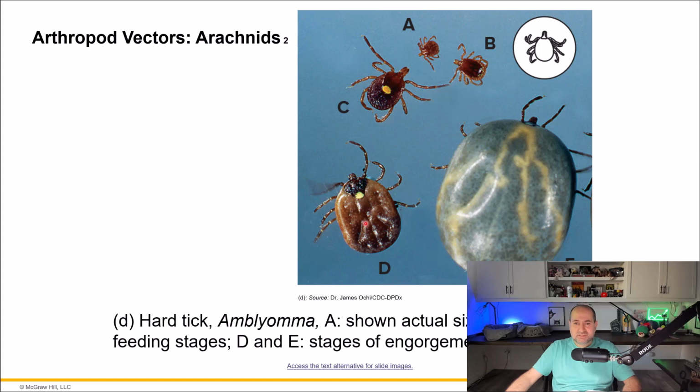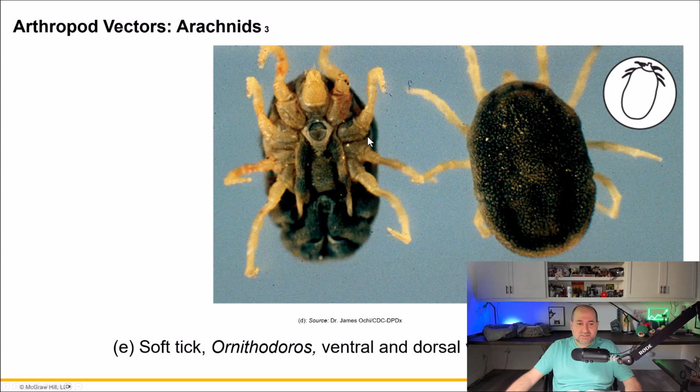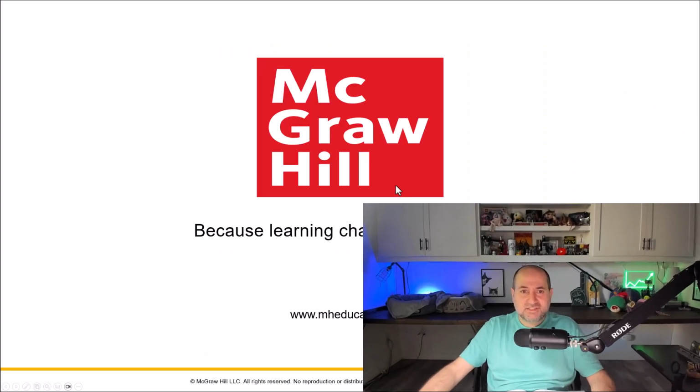This is what that tick looks like after it's fed. It can grow several times its size because it's engorged itself with blood. Here's a soft tick. You can see the ventral and the dorsal view. Ventral means the bottom side of the tick, and dorsal means the top side of the tick. And that's it. We did it.